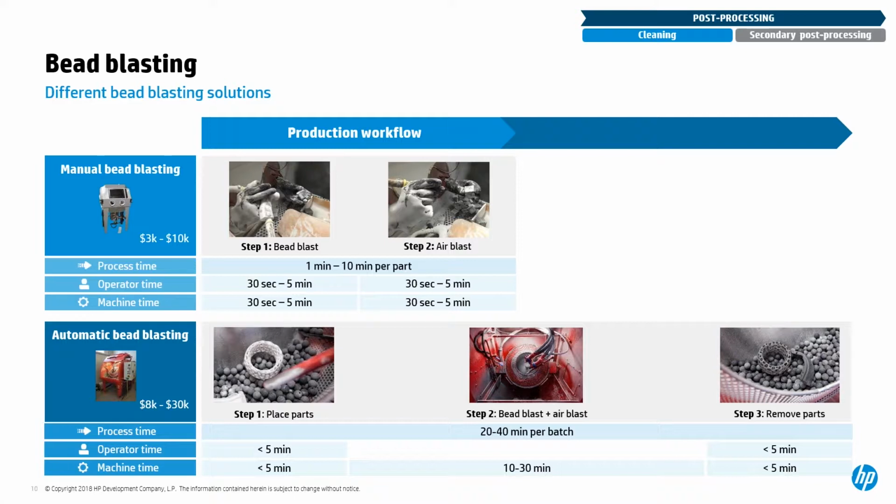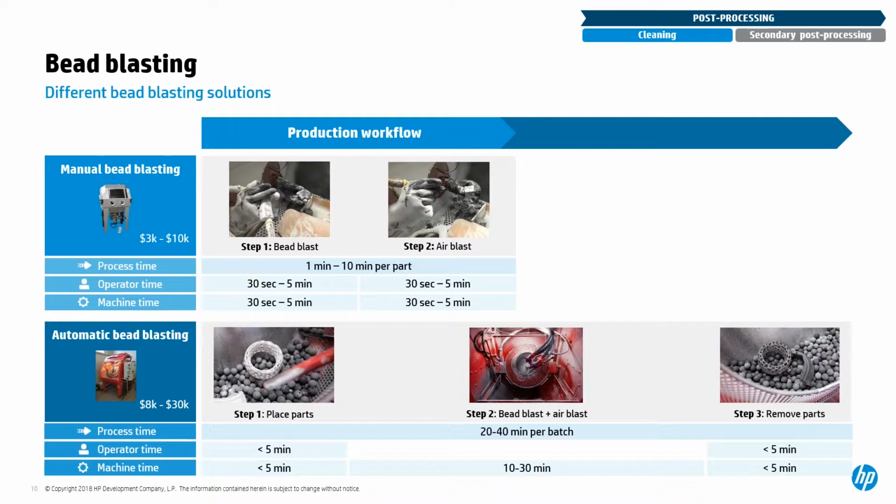The workflow is very simple in both cases. The main difference between them is that the automatic bead blasting process is less dependent on the operator than the manual one. In the manual blasting, the operator can spend from 1 to around 10 minutes to clean each of the parts, and it has to be done part by part, and the time it takes will depend on the size and the complexity of the MJF parts.